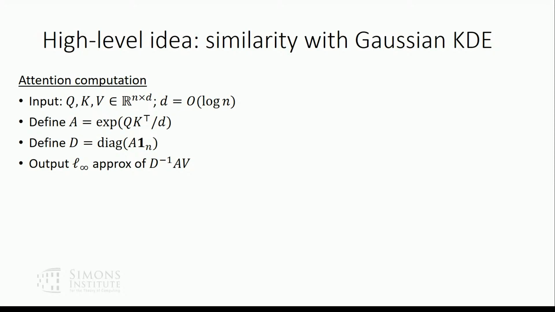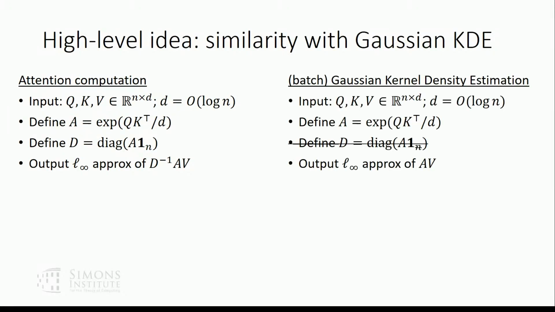And there's a really similar problem many of you have probably seen before called batch Gaussian kernel density estimation, which is very, very similar. You think of A as the kernel matrix instead of the attention matrix. You no longer have this D rescaling diagonal matrix here. And then you just output A times V instead of the rescaling of A times V. When you think about what this problem is, you can write it in exactly the same kind of way. It looks very, very similar, right?